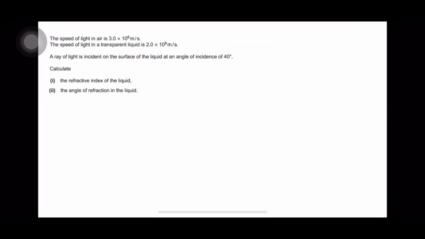First problem. The speed of light in air is 3.0 times 10 raised to the power of 8 meters per second. The speed of light in a transparent liquid is 2.0 times 10 raised to the power of 8 meters per second, and the angle of incidence is also given, which is 40 degrees. We're going to calculate the refractive index of the liquid and the angle of refraction in the liquid. So what formula are we going to use?